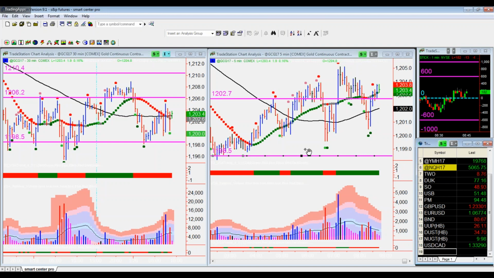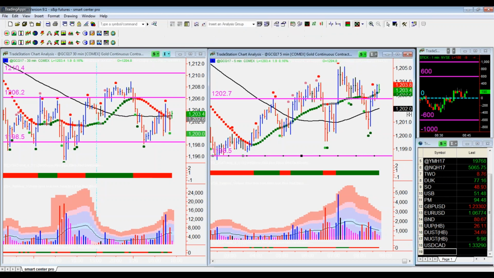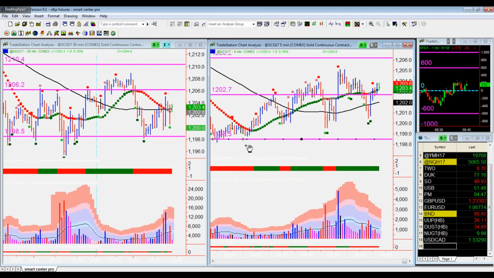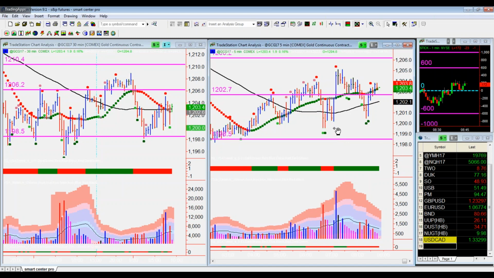It breaks that 1202. Probably see 1200 to 1198. 1200's been pretty solid this morning. Yeah. Something to consider. I'll just quickly take the screen if I can, Steve, just to show this.